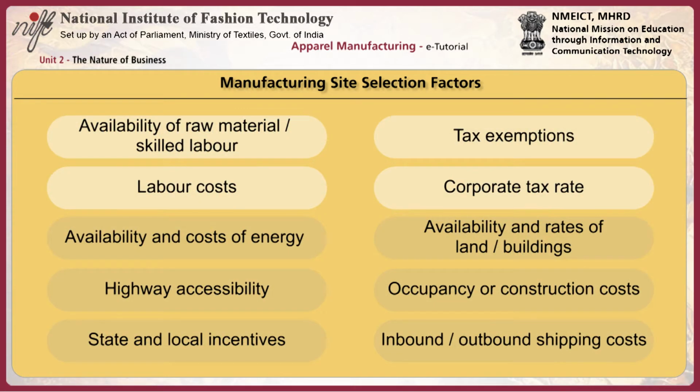Of these site selection factors, availability and cost of energy, highway accessibility, state and local incentives, availability and rate of land and buildings, occupancy or construction cost, and inbound and outbound shipping cost all increased in importance.